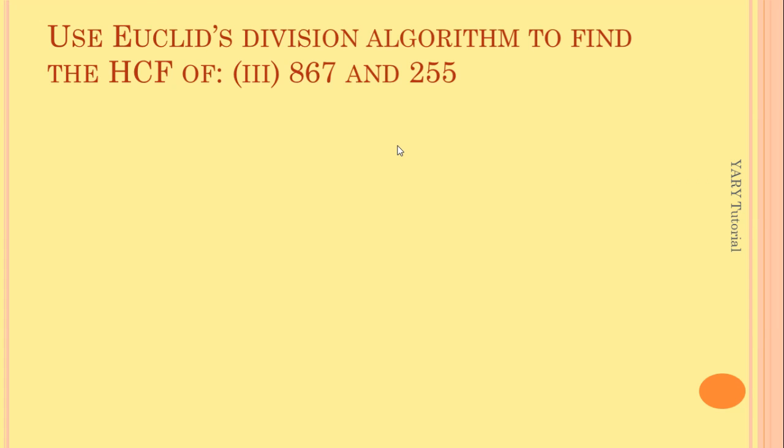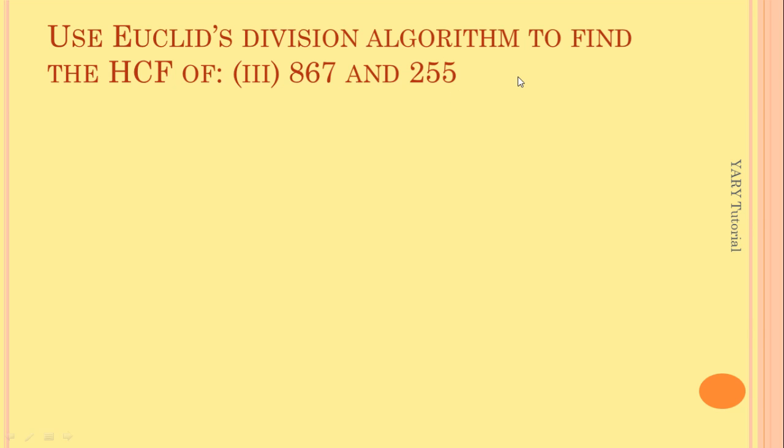The question says use Euclid's division algorithm to find the HCF of 867 and 255. As we saw in the earlier videos, here 867 is greater than 255. So we will be dividing 867 by 255 till we get the remainder as 0. As soon as we get the remainder 0, the divisor at that stage will be our HCF, that is highest common factor for both these numbers.